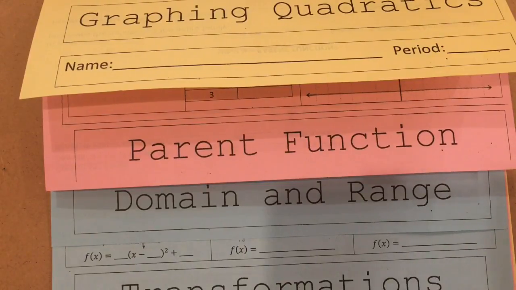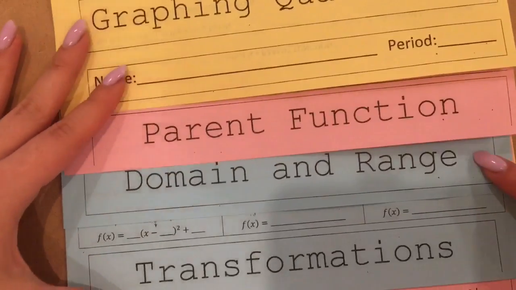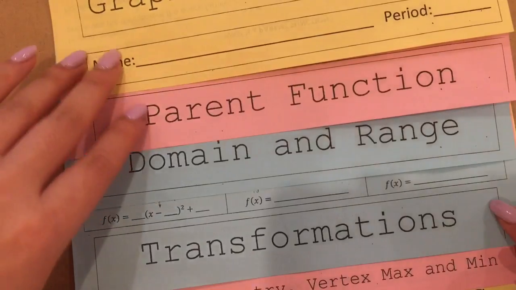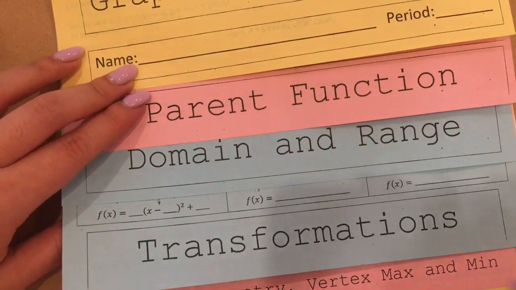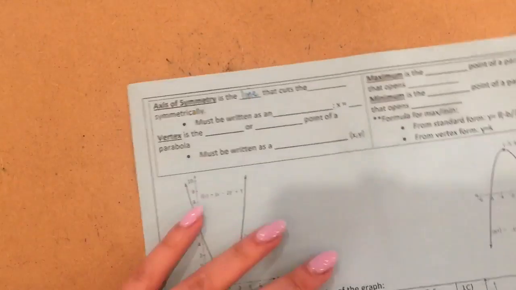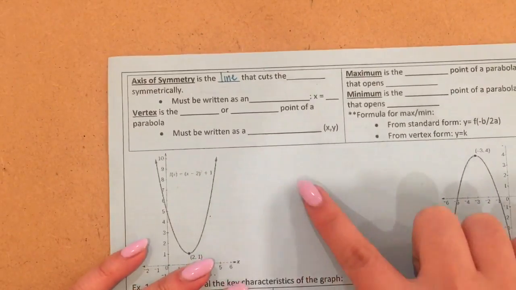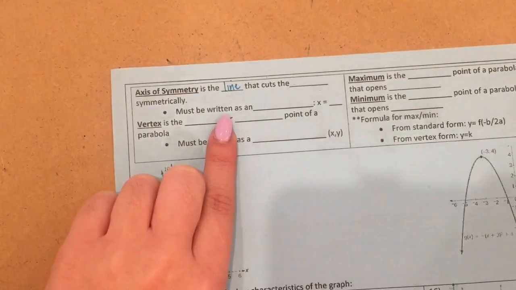You guys have now finished parent function, domain and range, and transformations, and you're now moving on to axis of symmetry, vertex, max, and min. So go ahead and open your page to this one. Okay, so right up top, we're gonna go over the definitions.